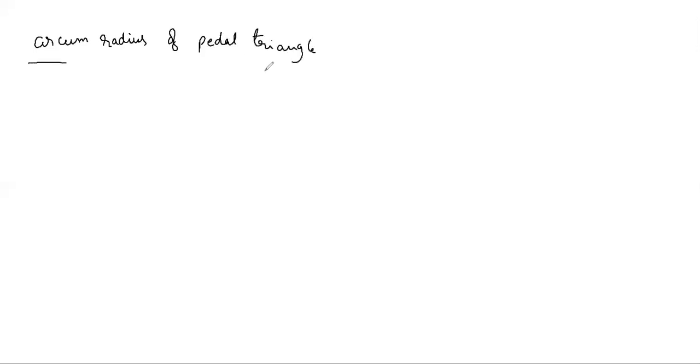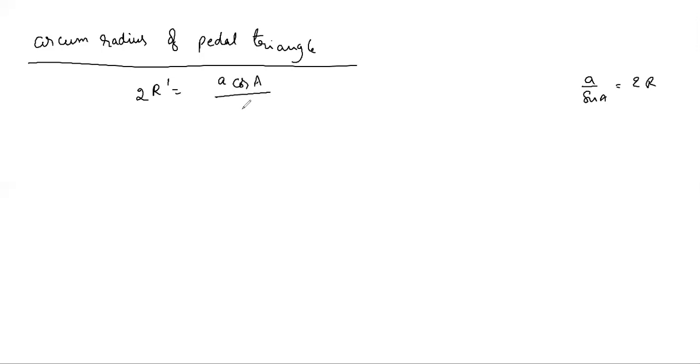Suppose we denote the circumradius with R dash. By the sine rule, a by sin A equals 2R. Here a is one side. Taking the side opposite to the angle, A cos A is the side EF, and the angle opposite to it is 180 minus 2A. We already know the angles of triangle DEF. Side EF is A cos A.